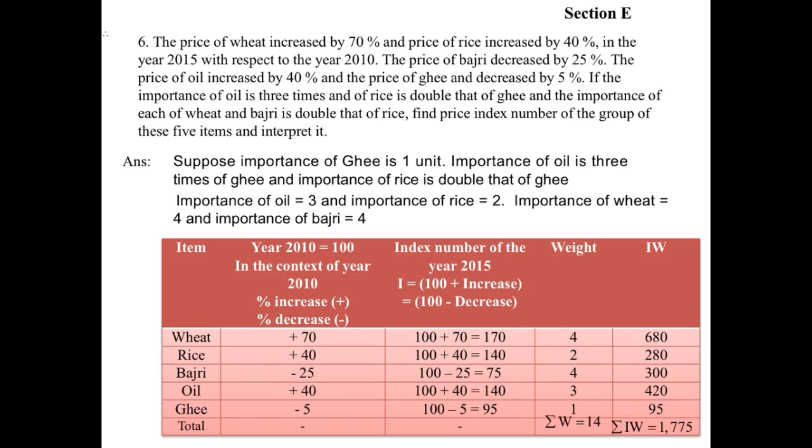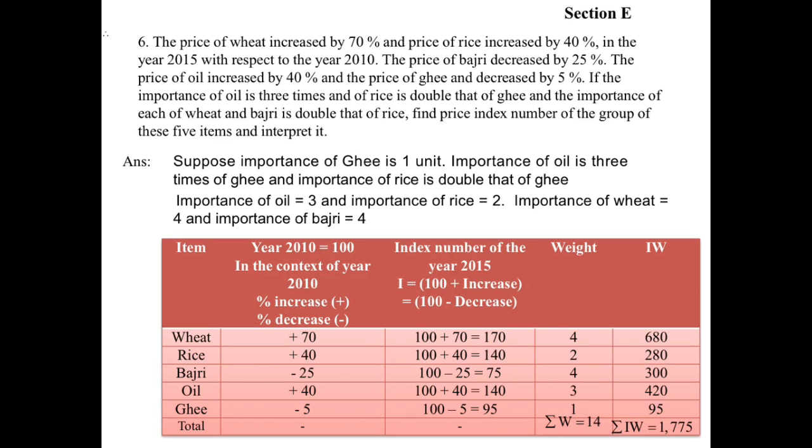So first of all, there are total 5 items. First item we write wheat, then we write rice, bajri, oil, ghee and total. What they have given us is that the price of wheat is 70% increase. So in the base year, if price of wheat is 100, then it is increased by 70%. So index number for wheat is equal to 170.